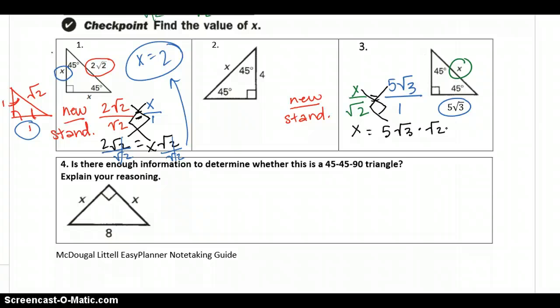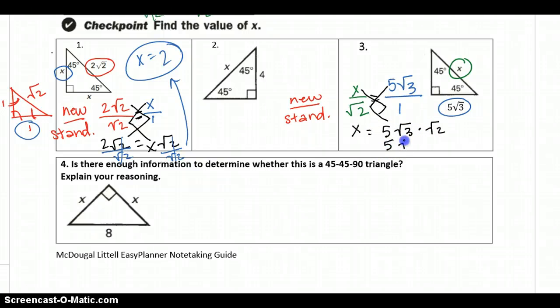Can we simplify those two different square roots that are multiplied together? What can we do with them? Could we add them? No. Can we multiply them? Yeah. When you have two square roots and you multiply them, you can combine them into one square root and multiply the numbers on the inside.